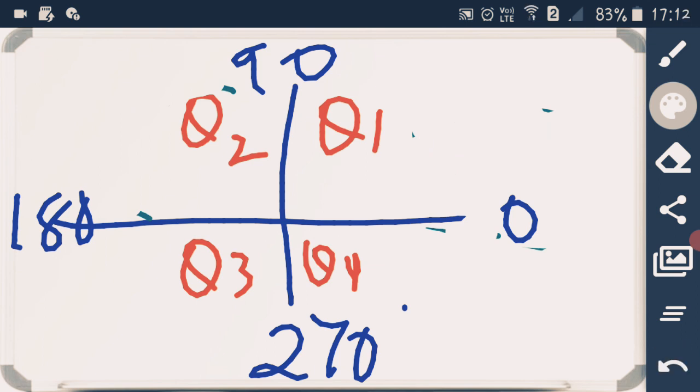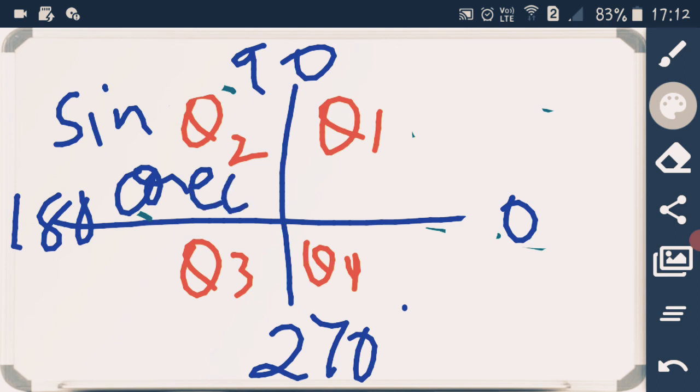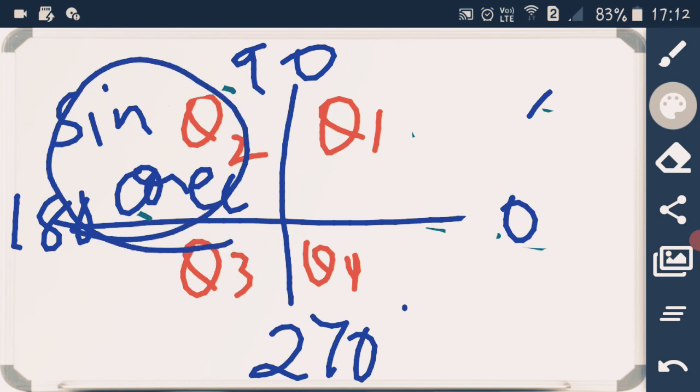In quadrant 2, only sine and cosecant are positive. The remaining ones, cos, tan, cot and secant, are all negative. Here in quadrant 2 all are negative except sine and cosecant, remember.